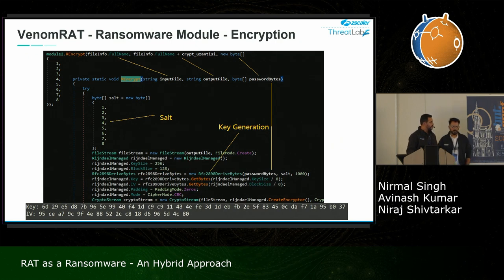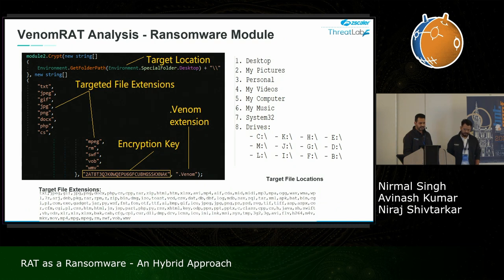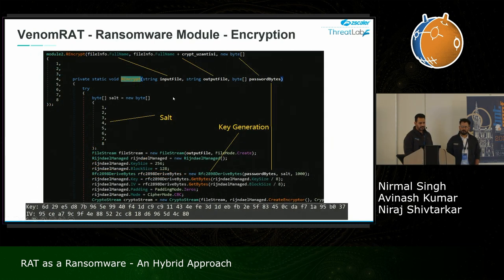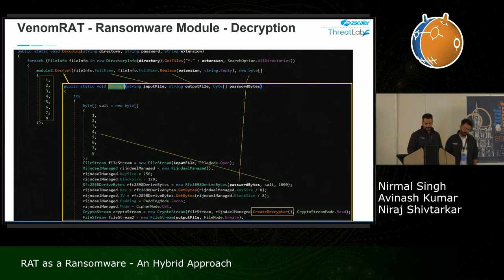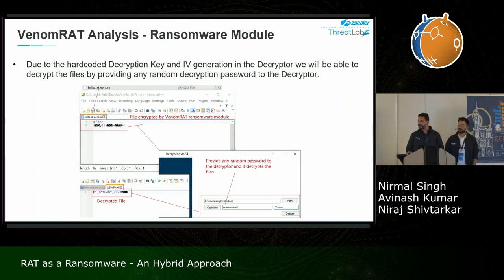Regarding encryption, they use AES, the same kind of encryption mostly used by ransomware. Another thing: here I mentioned the encryption key, but if you check here, they are not using that value. They are using another value for calculating the key and IV. That is important to note, because when we tested the decryption, it first drops the decryptor from the resource section. Then you can see it is using the same salt value and not using the password provided by the user. So whatever password we provide, it will be able to decrypt the files.